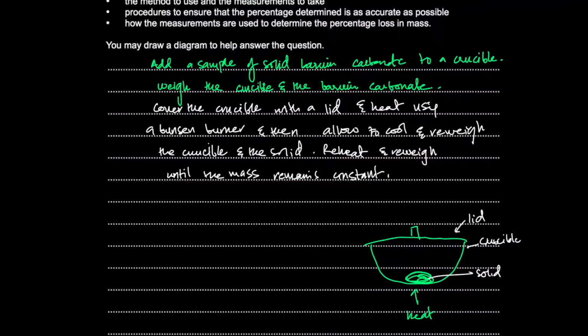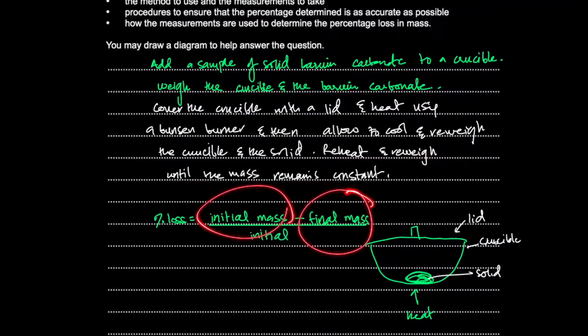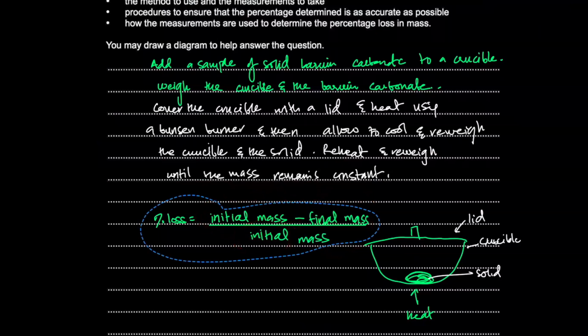And then what are you going to do to find the percentage loss? You're going to take the initial mass minus the final mass, over the initial mass, because you want to find the percentage loss in mass, so you're comparing it to the initial mass. This is how much mass was lost, initial minus final. So, as an example, 205 minus 201.5 means 3.5 grams was the loss in mass, divided by the initial mass, times 100.